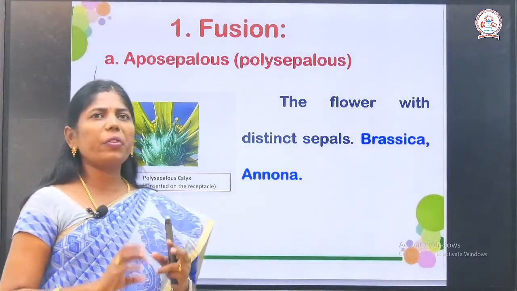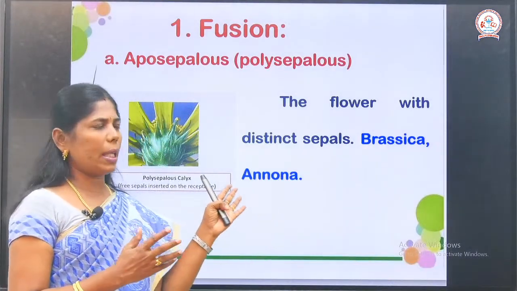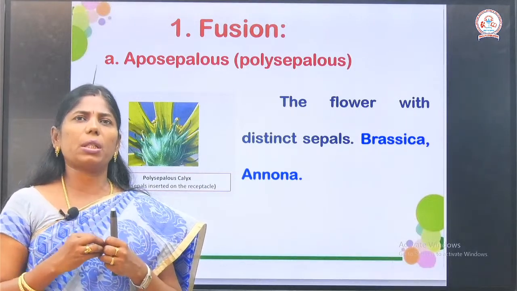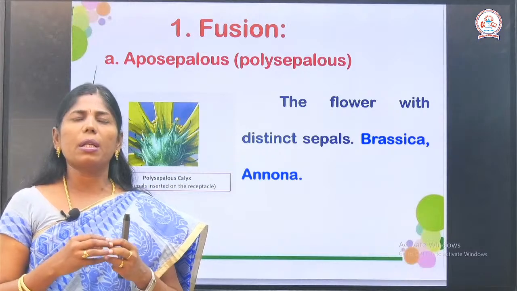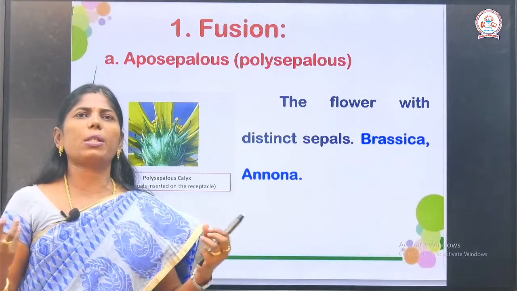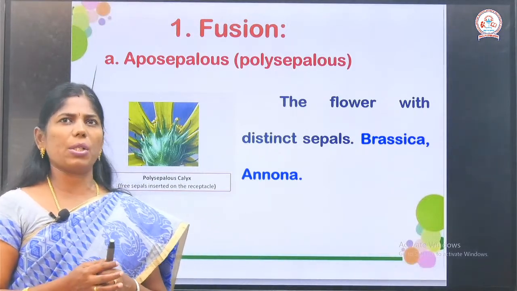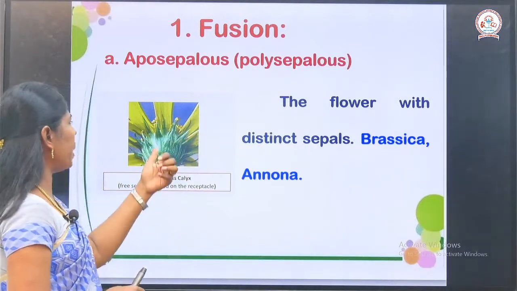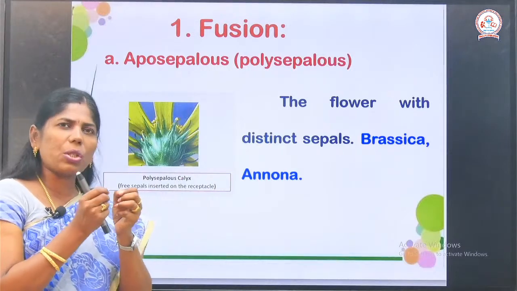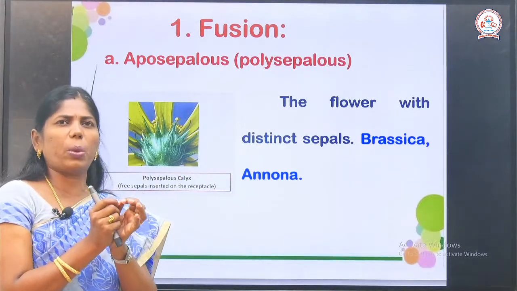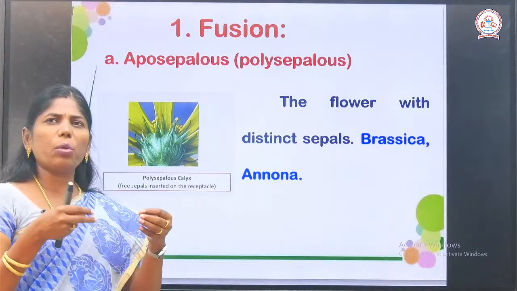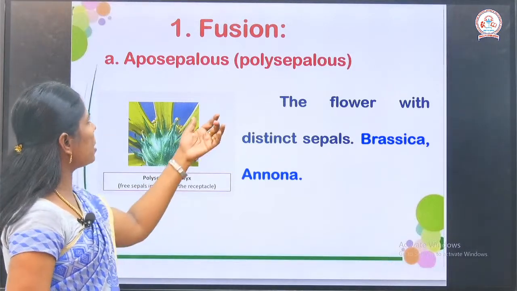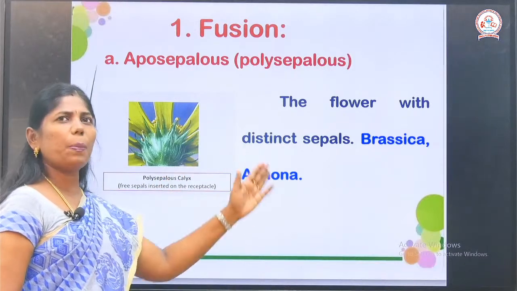Based on the fusions, I already explained this when I started the class. When the sepals are fused to each other, that is called gamosepalous. When the sepals are free from each other, that is polysepalous. Here aposepalous means polysepalous. The sepals are free, not fused, only touching one another. Each is separate, with distinct sepals. That is known as aposepalous, that is, polysepalous.